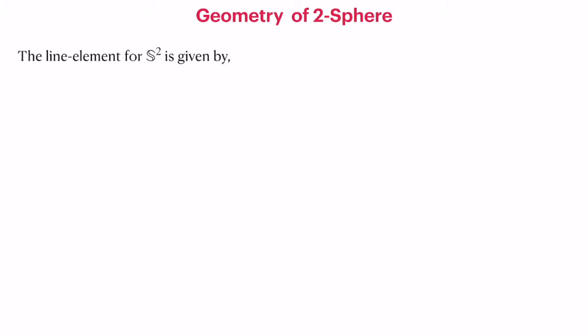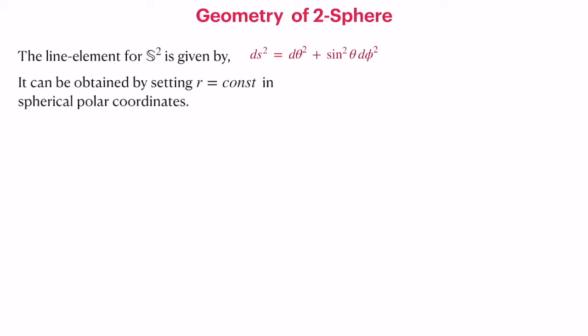So the line element for the sphere, or S2, is given by ds square is equal to d theta square plus sine square theta d phi square. Theta and phi are the coordinates in this case. This line element can be easily obtained by setting r equal to a constant in the spherical polar coordinate system. You have already done an exercise in which you started with the Cartesian coordinates and put the constraint x square plus y square plus z square is equal to constant and obtained this metric. Now here theta goes from 0 to pi and phi takes values from 0 to 2 pi.